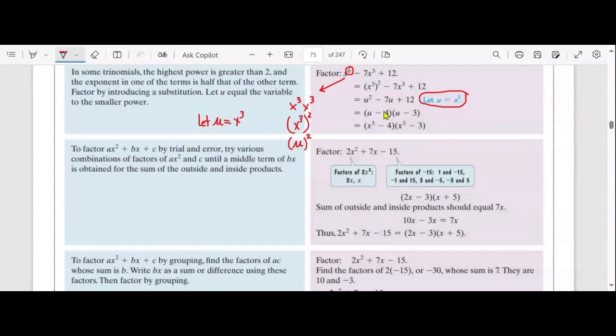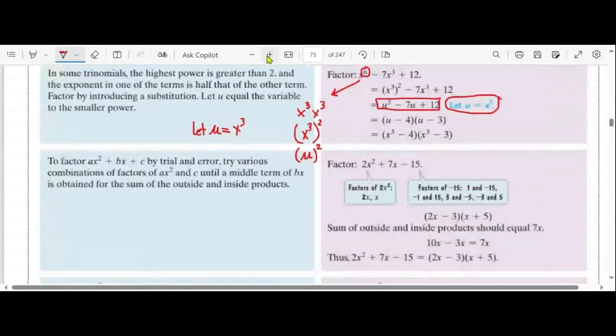So we did the substitution, okay? Now, u squared minus 7u plus 12. This is what we're going to have to factor. This is much easier now. Okay, can you see that?